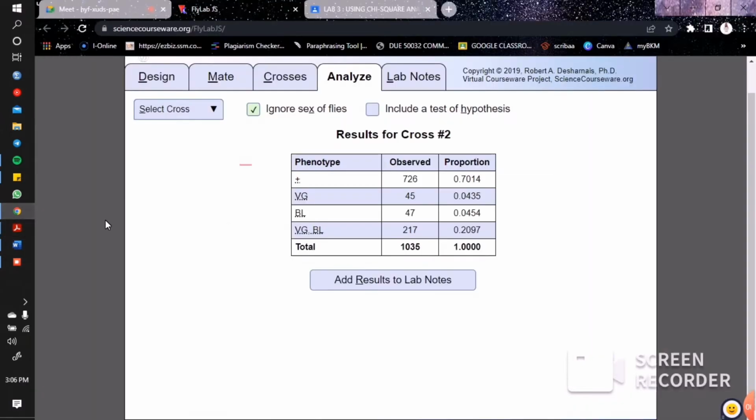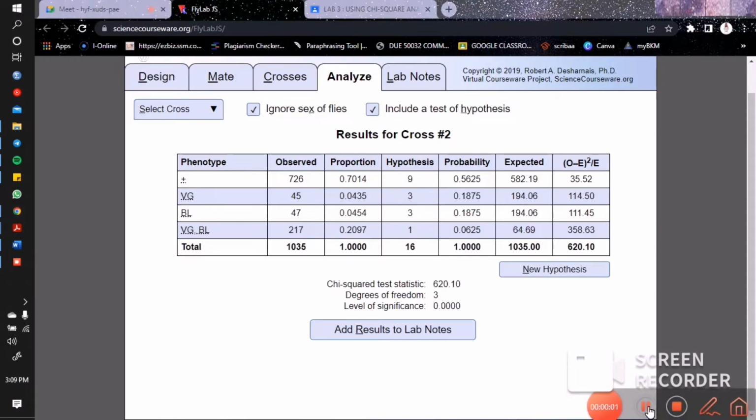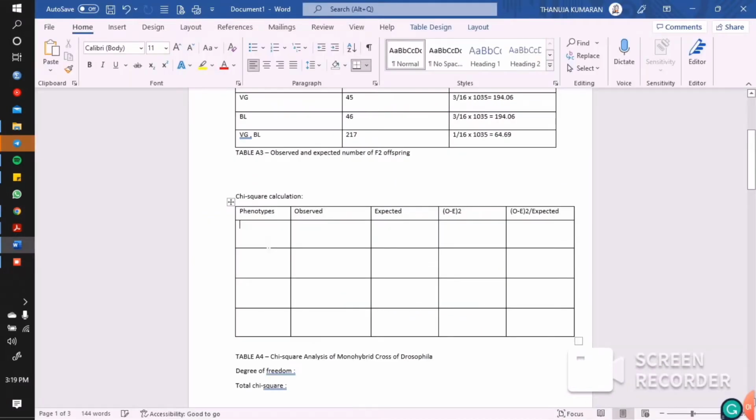For the second, the chi-square table, we need to fill up the hypothesis first, 9:3:3:1. So, and then we get the hypothesis. So fill up the table.